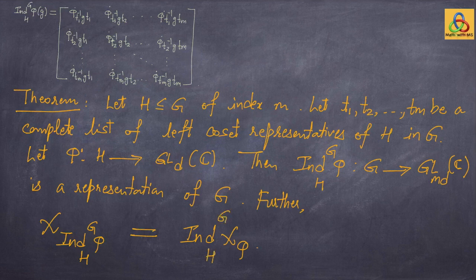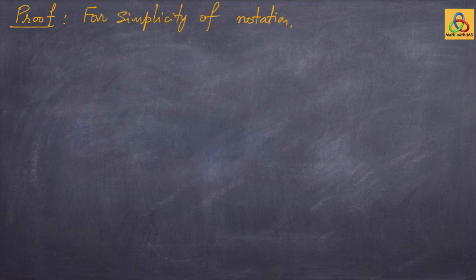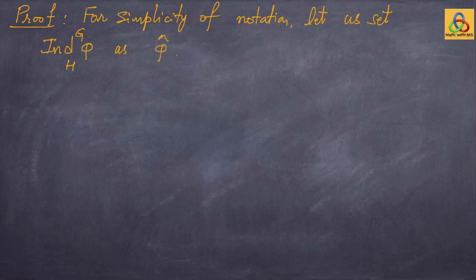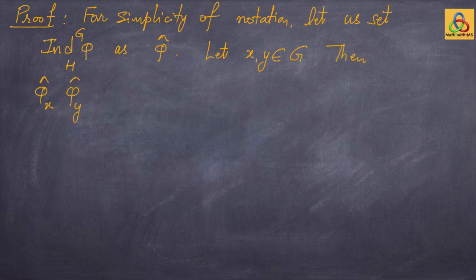So let's prove it. For simplicity of notation, let us set this induction of phi from the subgroup H to the subgroup G as phi cap, just for the proof. To show that phi cap is a representation, we have to show it's a homomorphism. So let x and y be two group elements. Then consider phi cap at x times phi cap at y. Phi cap at x and phi cap at y both are md by md invertible matrices over C.